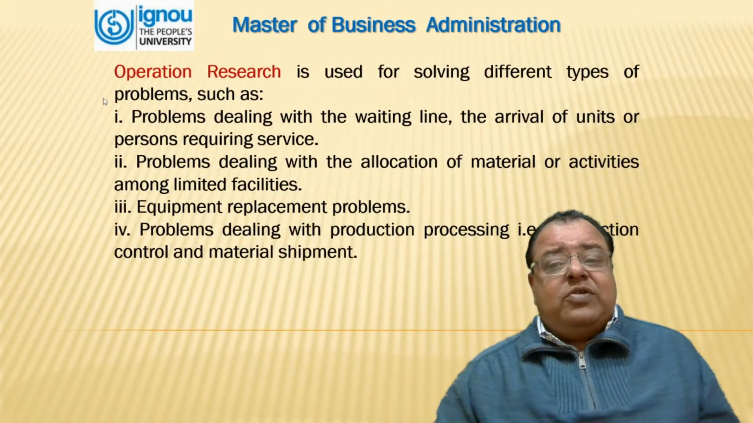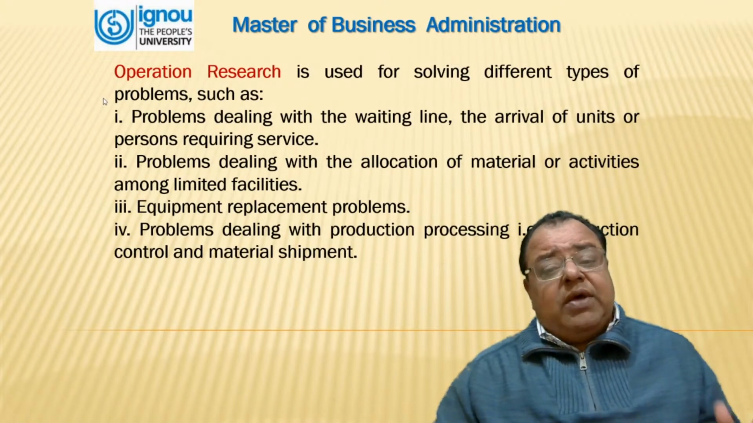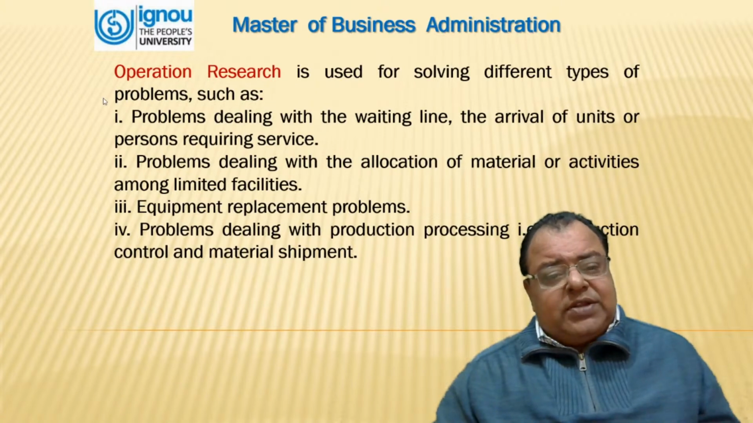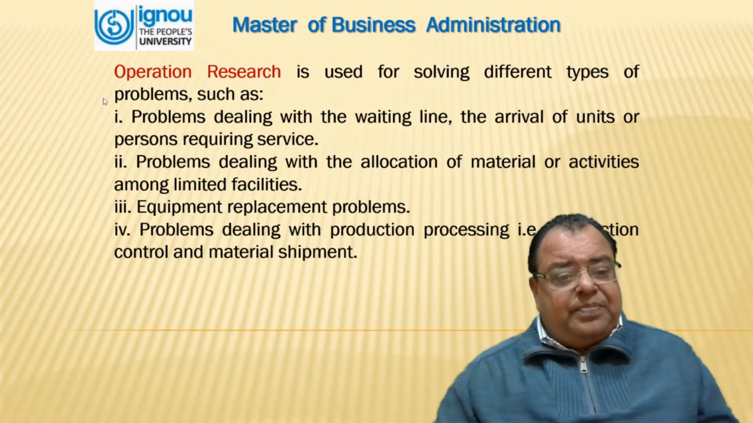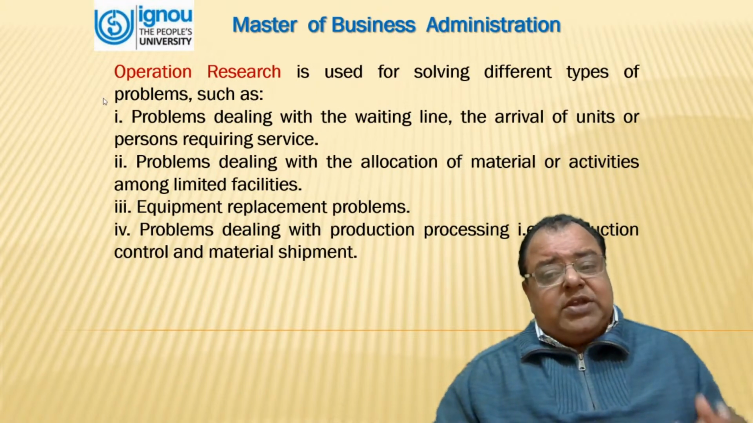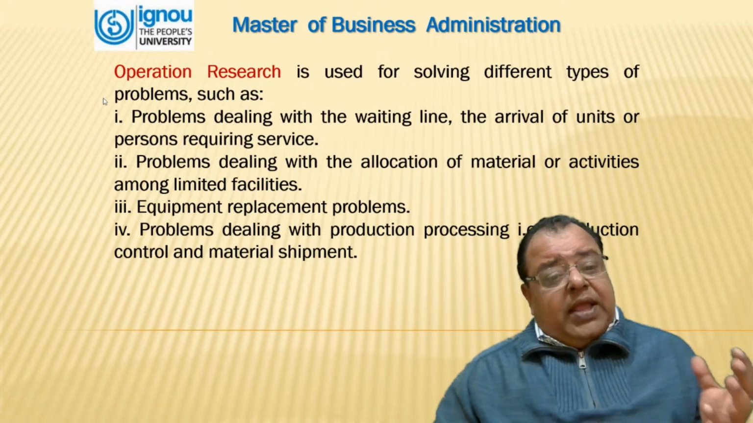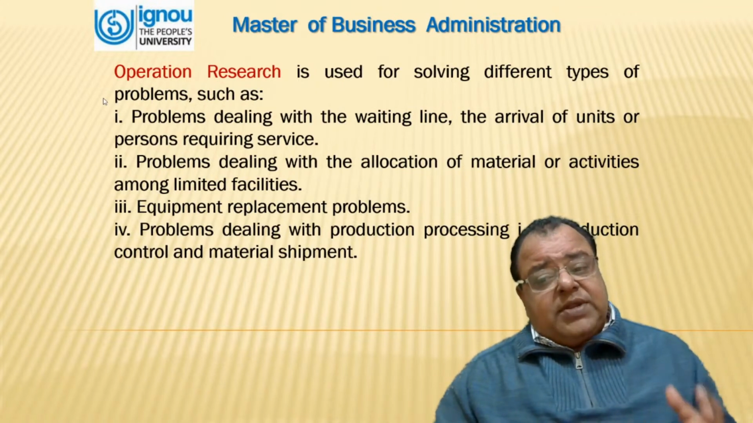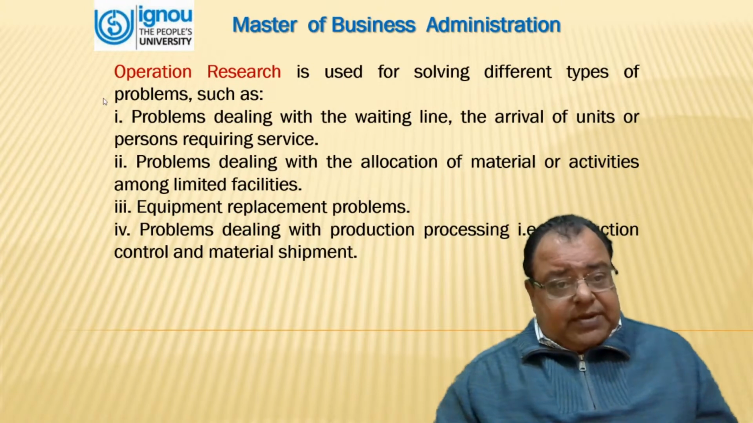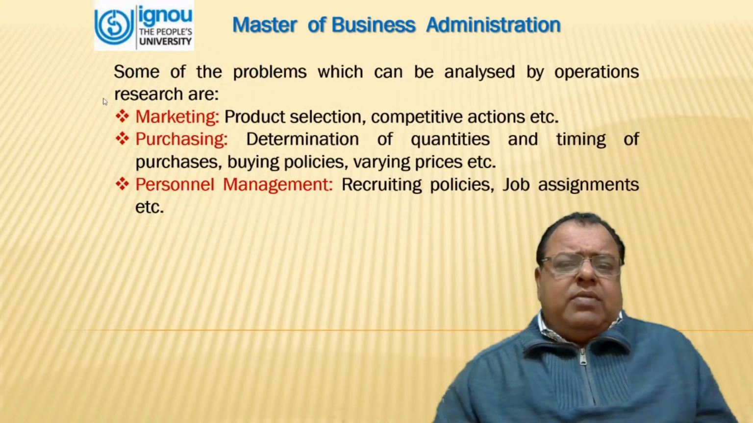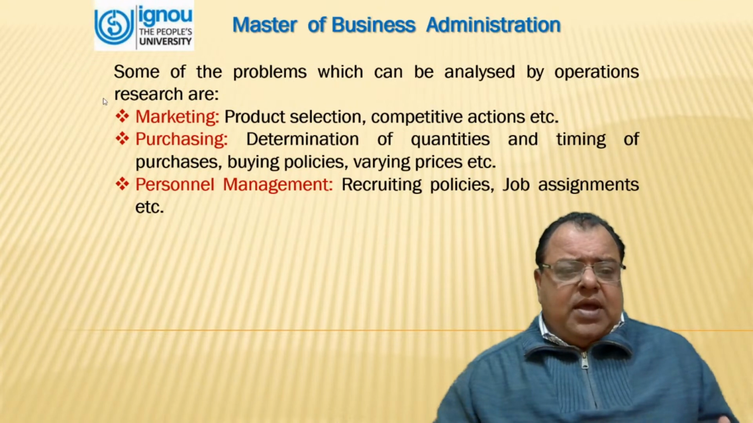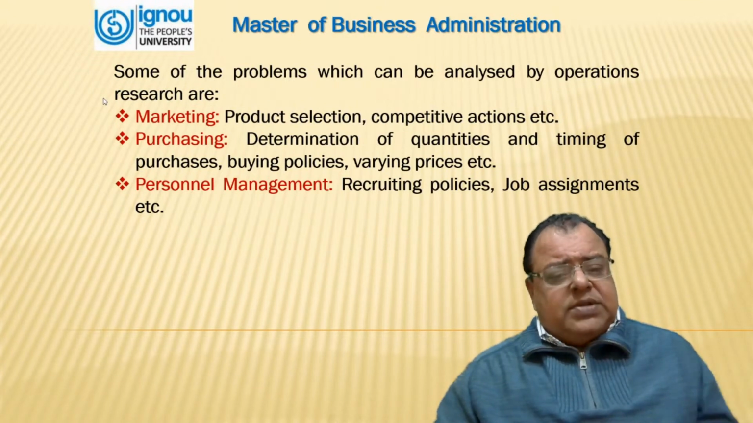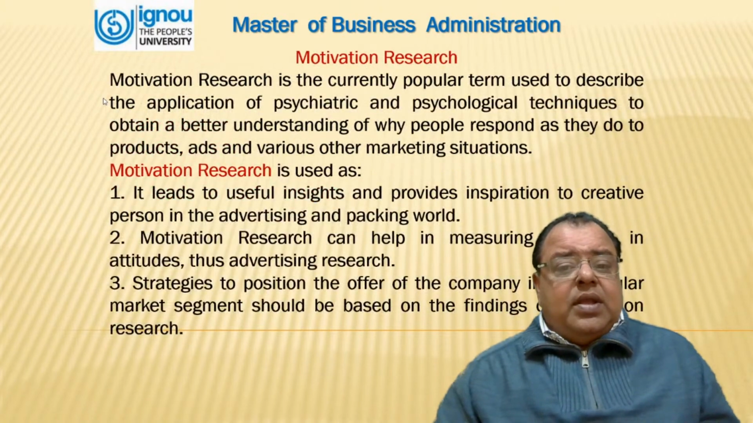Operational research is used for solving different types of problems, such as problems dealing with the waiting line, arrival of units or persons requiring service, problems dealing with the allocation of material or activities among limited facilities, equipment replacement problems, and problems dealing with production processing, that is production control and material shipment. Some of the problems which can be analyzed by operations research are marketing, purchasing, and personnel management.